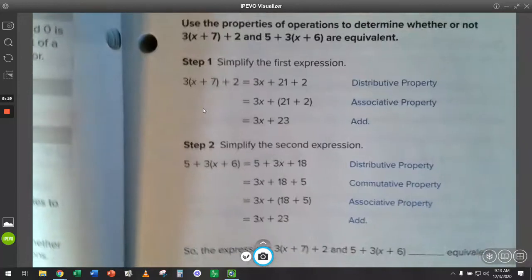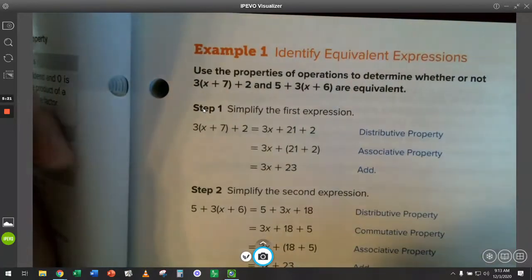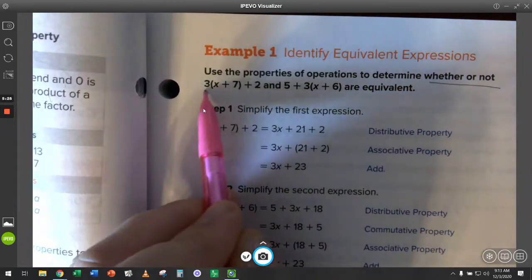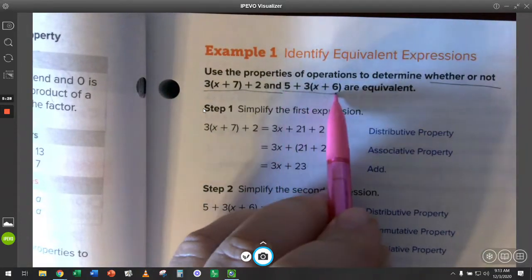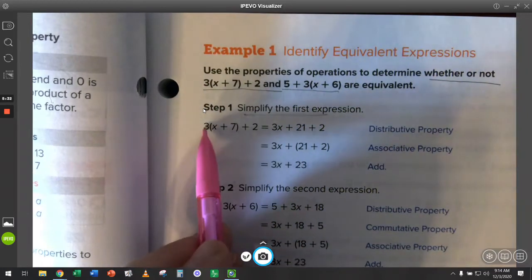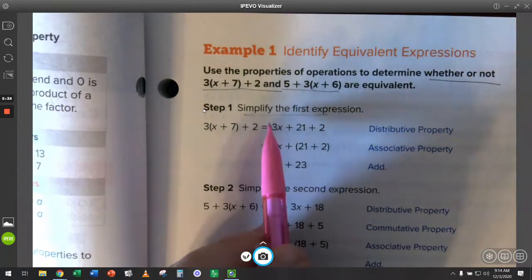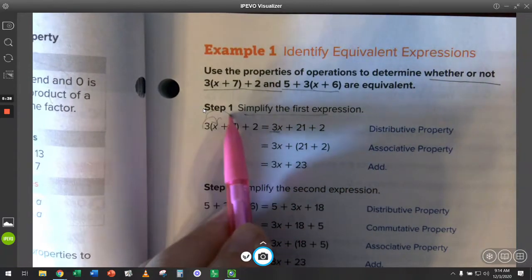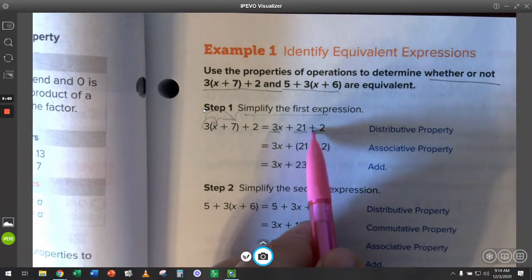So let's take a look at example 1 on page 317. We are going to determine whether or not these two expressions are equivalent. So the first thing we need to do is simplify. So we use the distributive property. 3 times x is 3x. 3 times 7 is 21 plus 2.